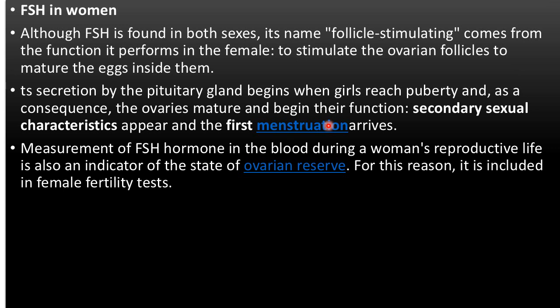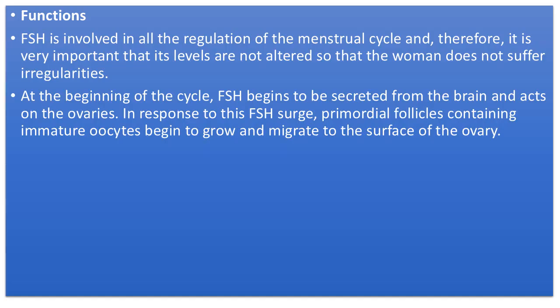Measurement of FSH hormone in the blood during a woman's reproductive life is an indicator of the state of ovarian reserve. For this reason, it is included in the female fertility test. Now, FSH is equally involved in the regulation of the menstrual cycle, and therefore it is very important that its levels are not altered, so that the woman does not suffer irregularities.